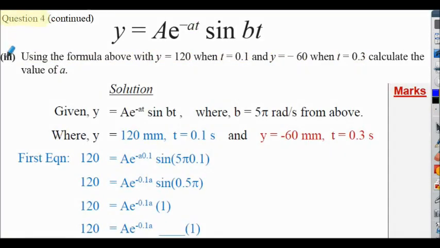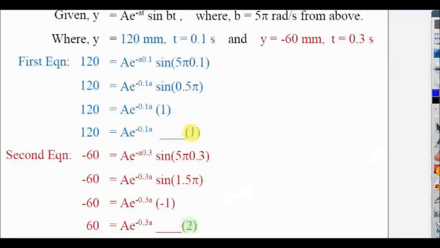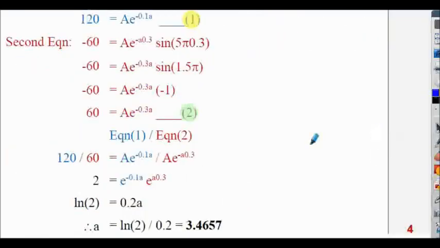For question 4, part 3, here's the solution. I'm going to generate two equations. Equation 1 shown here, equation 2 shown here. And in this case, we're going to divide equation 1 by equation 2. Here's our value for A.